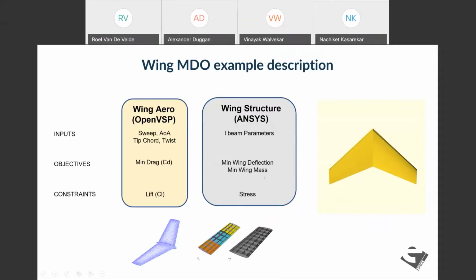Now, to give an example of how that would run in practice, and this is also one of the examples we will show in the live demo later. Here we have a very simplified wing structure where we're using a code called OpenVSP for the wing aero and a code called ANSYS for the wing structure. You can see what the inputs are, what the objectives are, and what the constraints are. And in the little animated video, you can see some of the design configurations that the algorithm might explore.